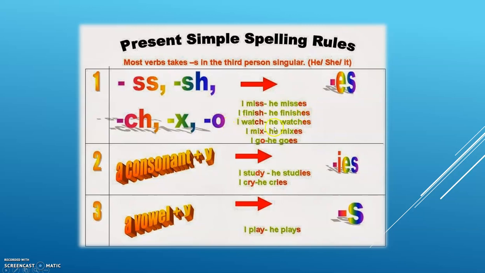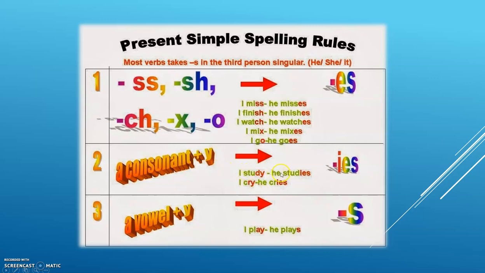Then I watch. He watches. ES. Watches. Okay? He is the third person. I mix. This is first person. Third person takes ES. Then I go. He goes. ES. Okay? So you see that? When you have the third person, you have to write ES, ES.